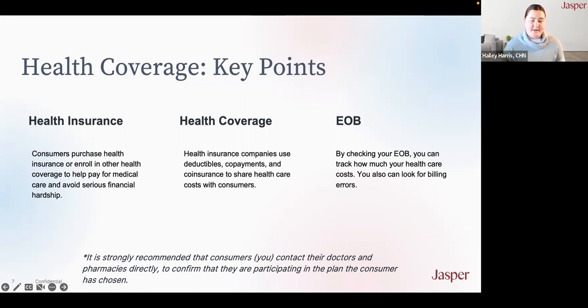Key points in health coverage. Consumers purchase health insurance or enroll in other health coverage to help pay for medical care and avoid serious financial hardship in the future. Health insurance companies often contract with groups of big hospitals, doctors, like I said before, and pharmacies to provide those healthcare services for an agreed upon rate. Health coverage is what it actually covers under that health insurance policy. And eventually the EOB, which is the explanation of your benefits. We will dive more into those here in the presentation.